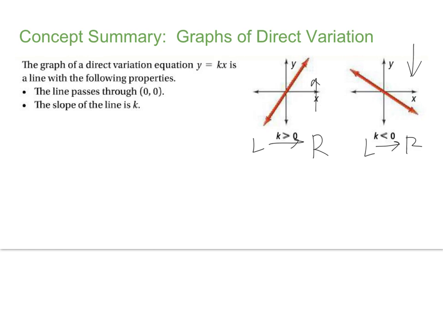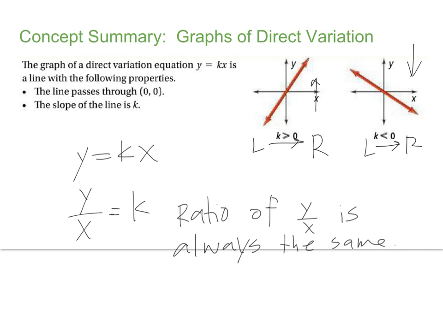One other thing I'd like to say is about the constant k and the ratio of y over x. Notice that since y equals kx, if I divide both sides by x, what I end up with is y over x equals a constant. So what this tells us is the ratio of y over x is always the same. And that'll be important for certain cases.